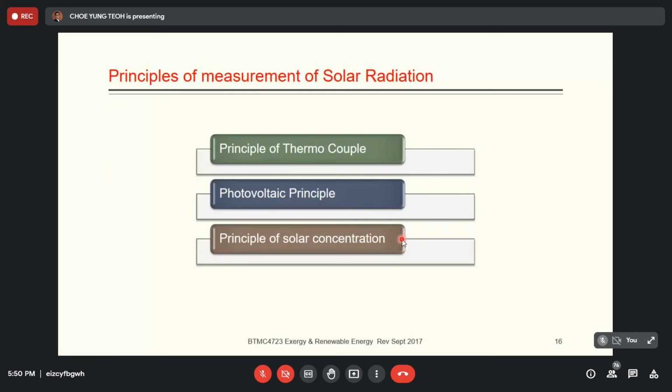And how do we measure the solar radiation? Before that, what principle can be used? So in general, we have three principles to measure solar radiation here: thermocouple, photovoltaics, and solar concentration. But the last one, solar concentration, only gives you an indicator of whether you have sunlight or you don't have sunlight. Okay, but the first and second will give you the exact value of the solar radiation.